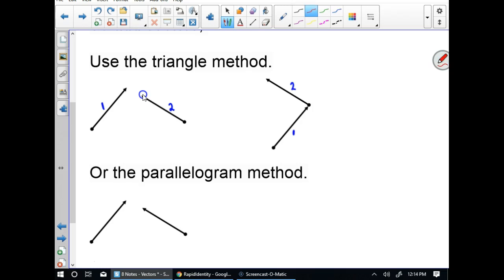Right here you can see that's the same vector as number 1, that's the same vector as number 2. And the resultant vector is the vector that goes from your starting point, the starting point of that first vector, to the arrow of the second vector. So it would look like this. This is your resultant.